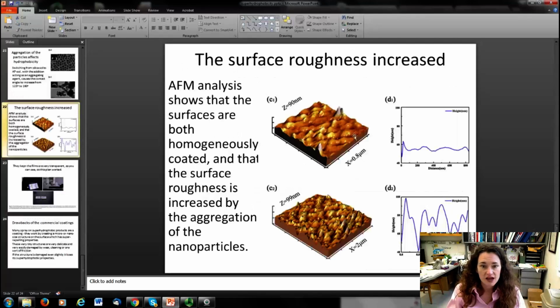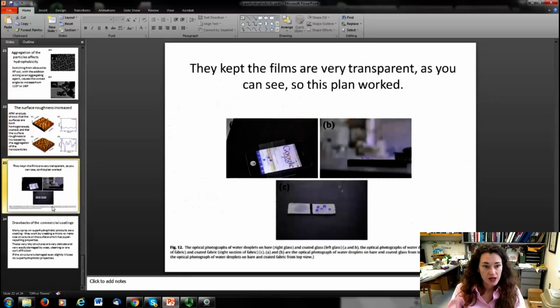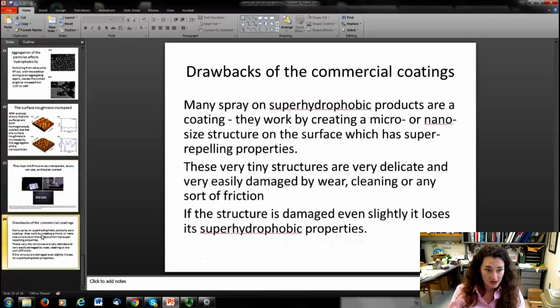And you can see they did AFM measurements of these surfaces, and the surface roughness increased quite a bit because of the aggregation of the nanoparticles. And you can see here that they kept the films transparent, so the plan actually worked. And you can imagine why this would be super useful. I can't even tell you how many times personally I've dropped my phone in the toilet, but it's more than one.